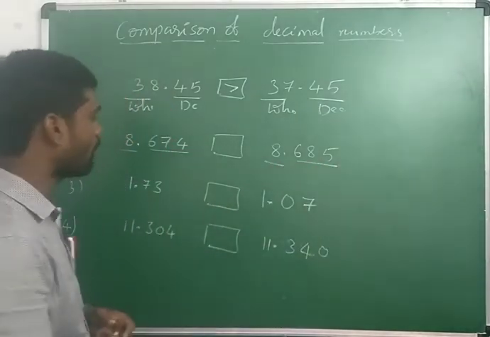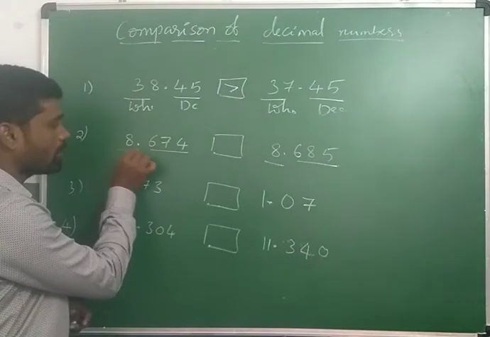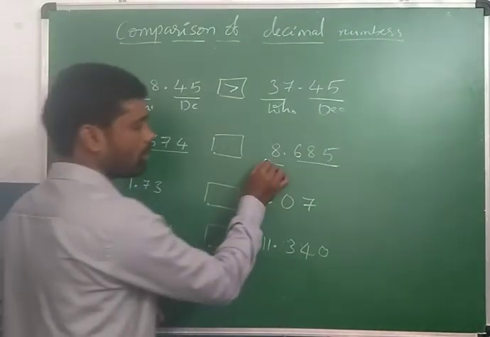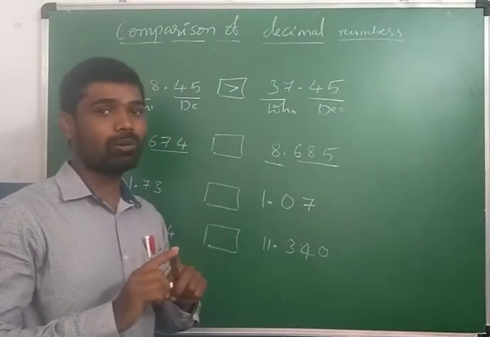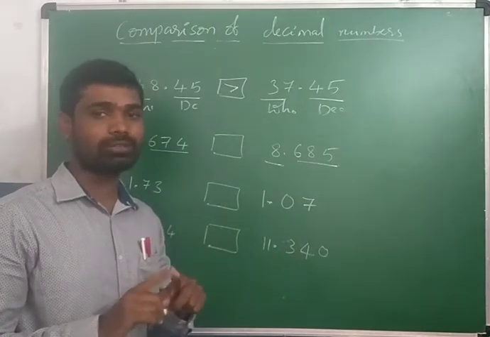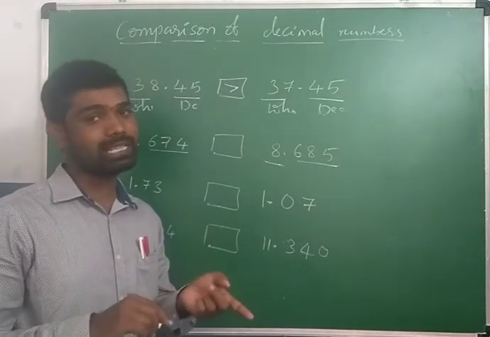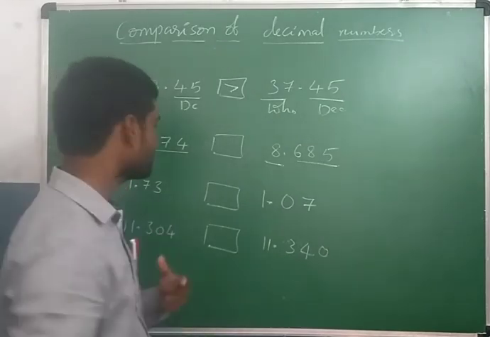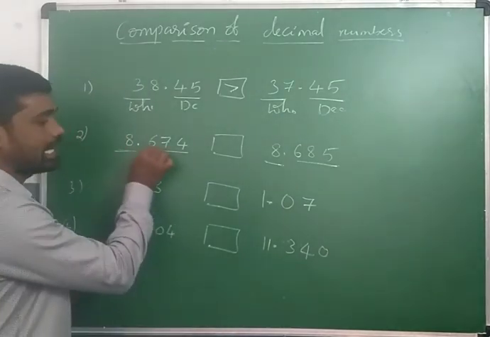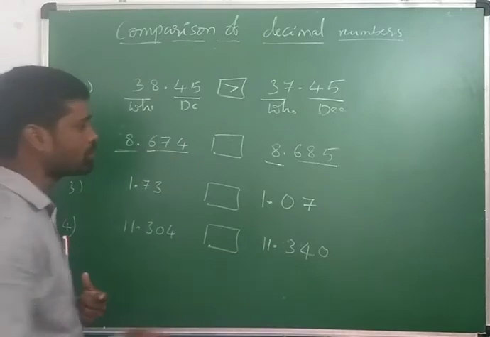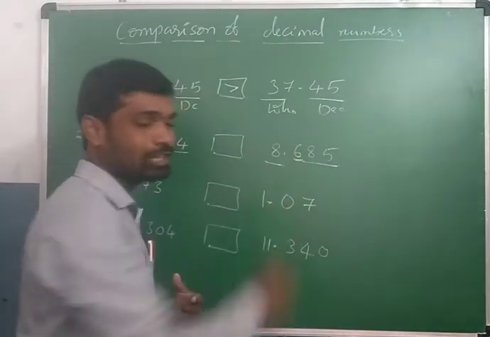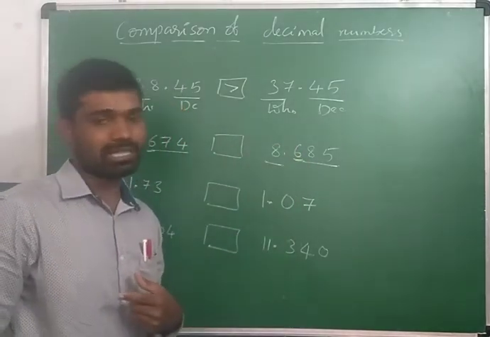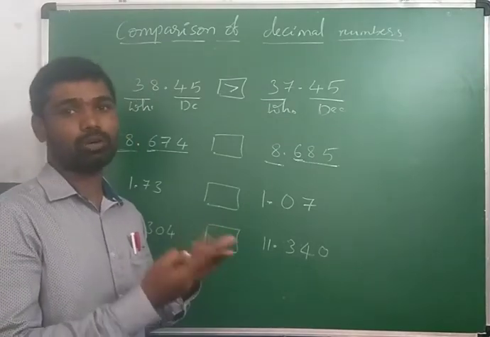Let us compare the whole parts now. What is the first whole part? 8. Here also 8. So both sides the whole parts are equal, and here we cannot justify which is greater and which is smaller. So let us enter into the decimal part. What is the first value of the decimal part, the tenths position? 6. Here the tenths position is also 6. Both are equal.